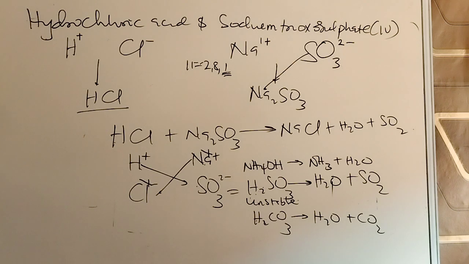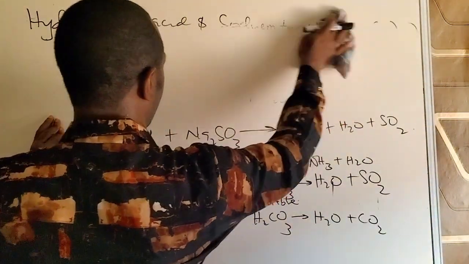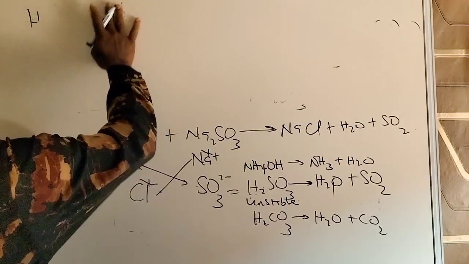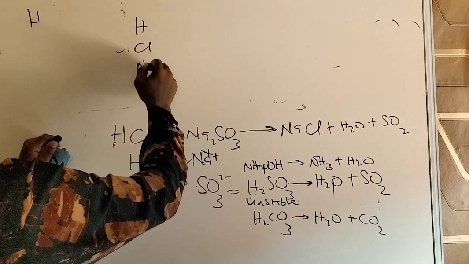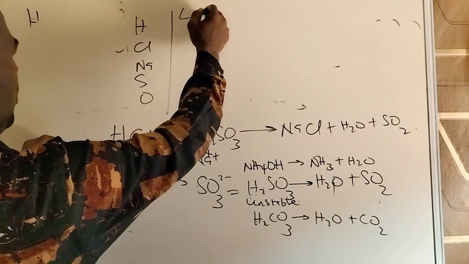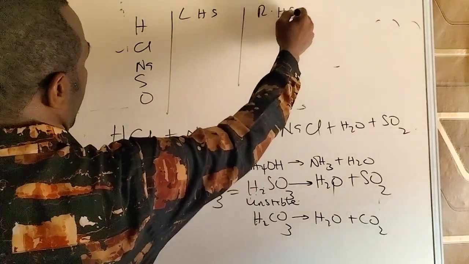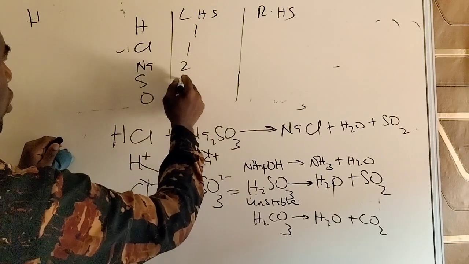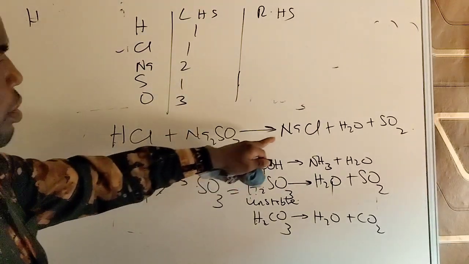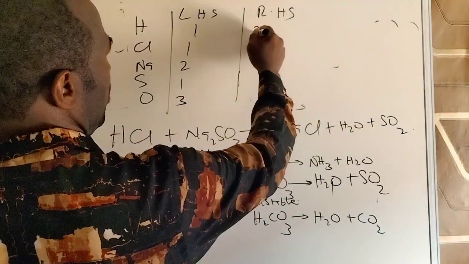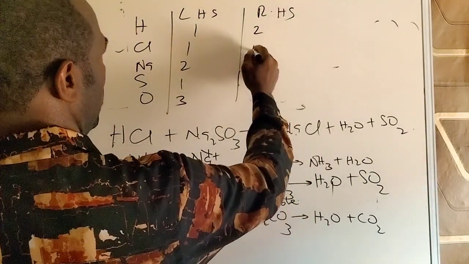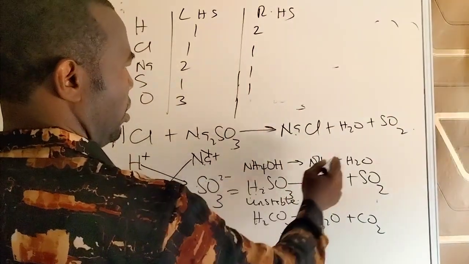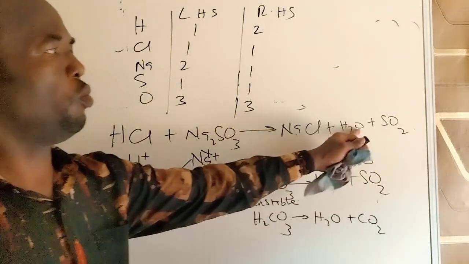So having done that, let us balance this equation. I don't think it's balanced. So we have hydrogen, chlorine, sodium, sulfur, oxygen, left hand side, right hand side. Hydrogen is 1, chlorine 1, sodium 2, sulfur 1, oxygen 3. Go to the right side. Hydrogen first, 2, chlorine 1, sodium 1, sulfur 1, oxygen 3. That is 2 plus 1, 3.